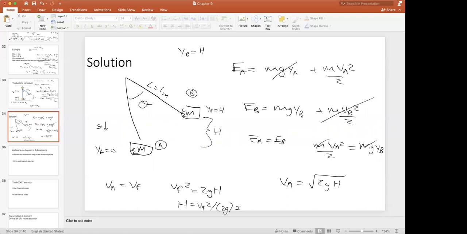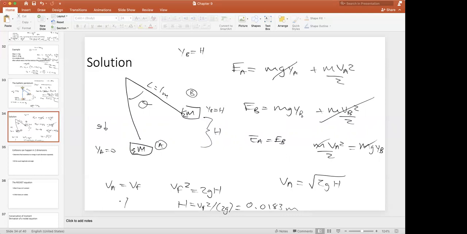And what does that give us? We said V final was 0.599. So 0.599 times 0.599 divided by 2 times 9.81 is 1.83 centimeters, or 0.0183 meters. That's how high it reaches.